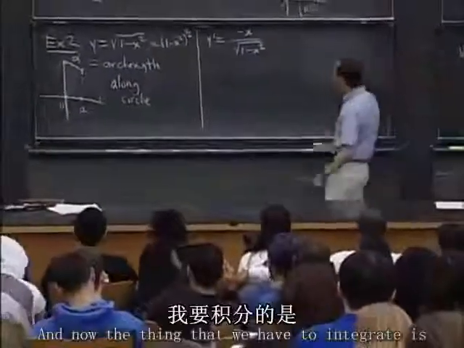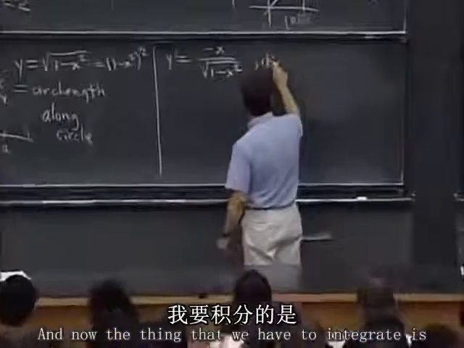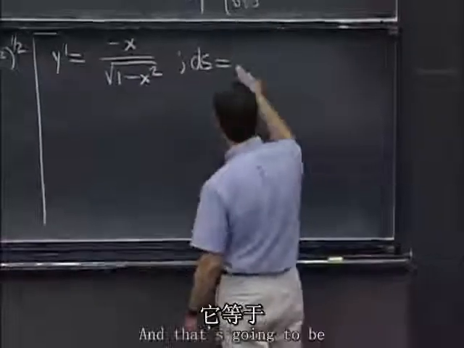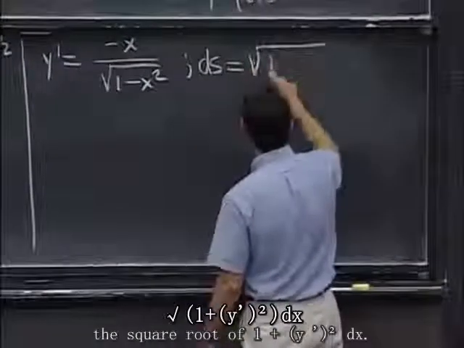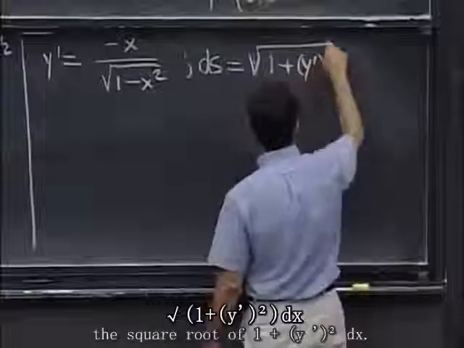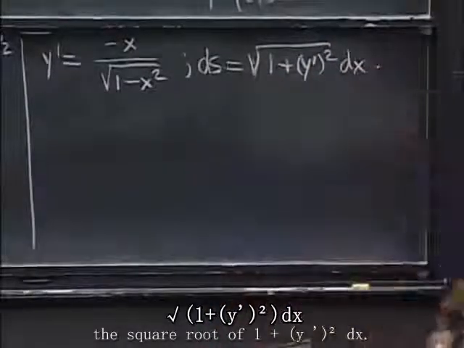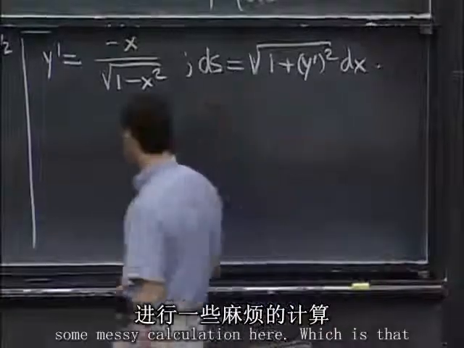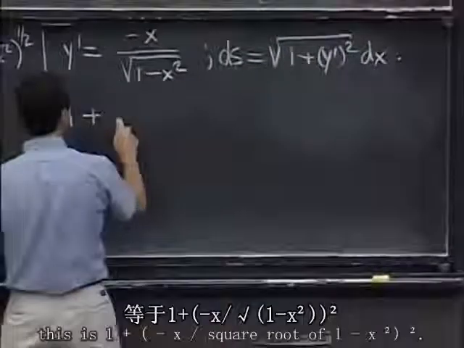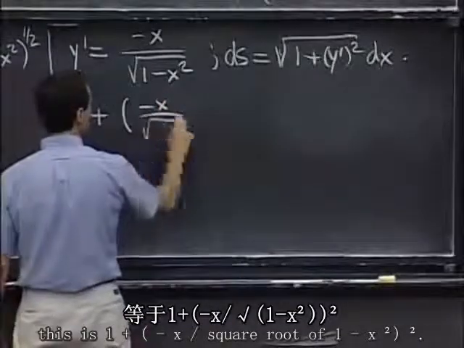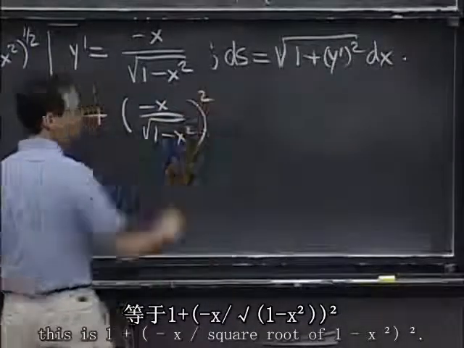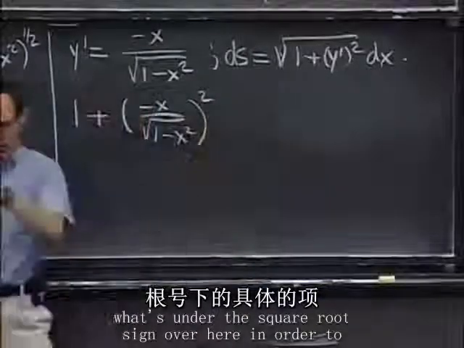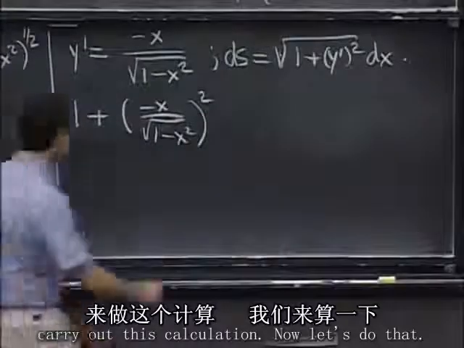And now, the thing that we have to integrate is this arc length element, as it's called, ds, and that's going to be the square root of 1 plus y prime squared dx. And so I'm going to have to carry out some messy calculation here, which is that this is 1 plus the quantity minus x over square root of 1 minus x squared, squared. So I have to figure out what's under the square root sign over here in order to carry out this calculation. So let's do that.